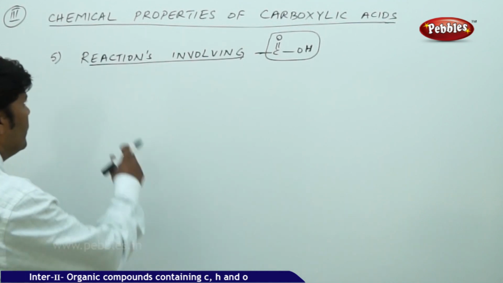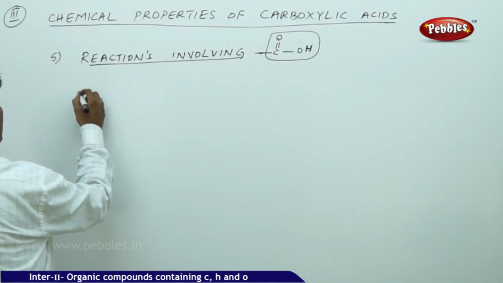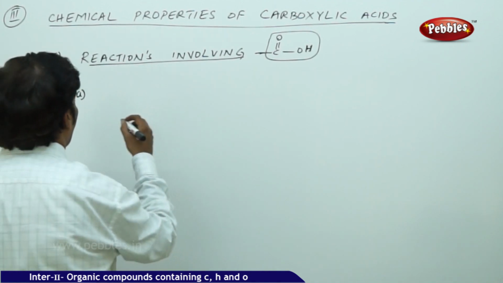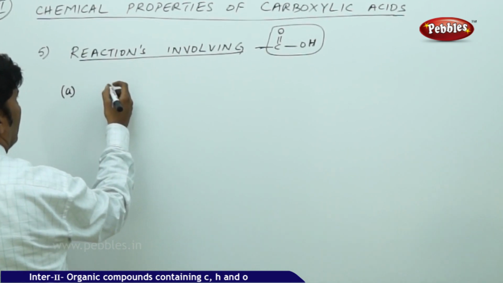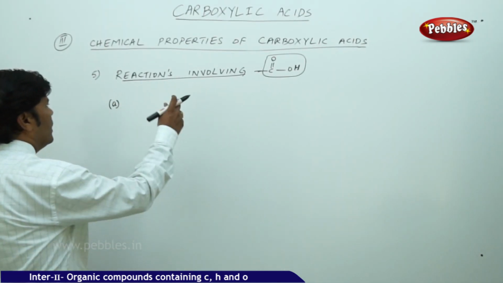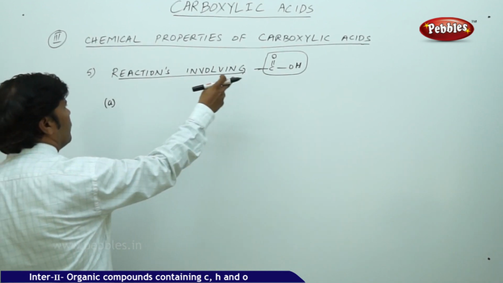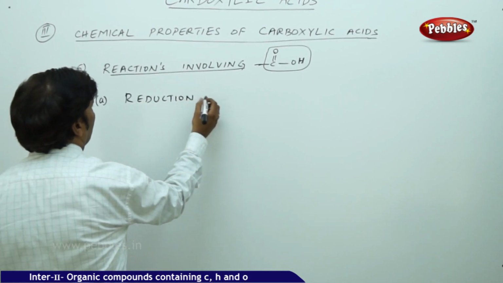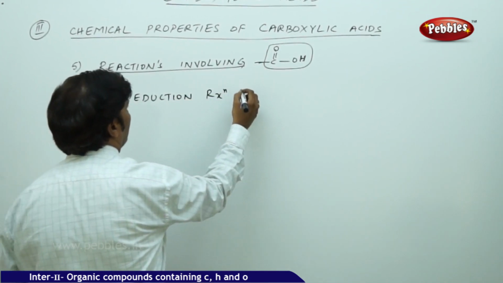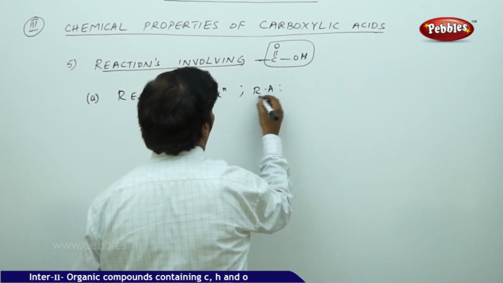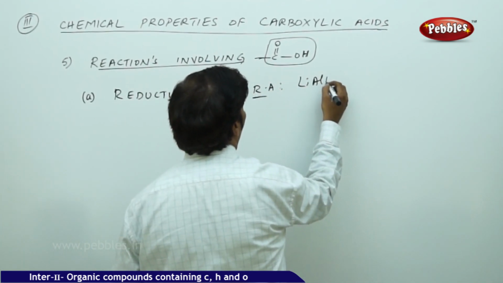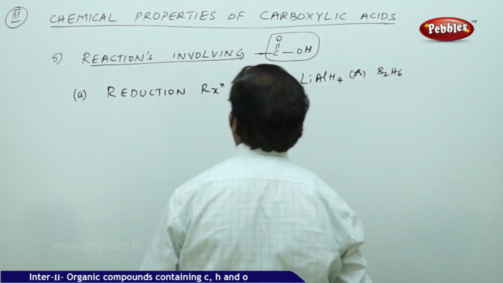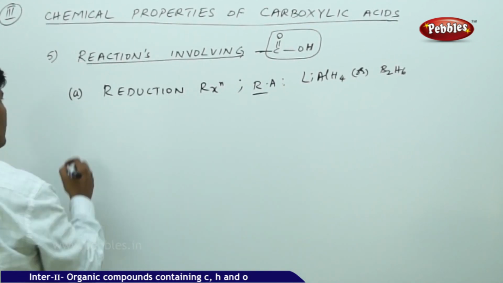So here, reactions involving carboxylic acids. The first one we can take, I repeat, reactions involving carboxylic acids. In this, the reduction reaction, as reducing agent you can take lithium aluminum hydride, or you can take diborane, lithium aluminum hydride or diborane.